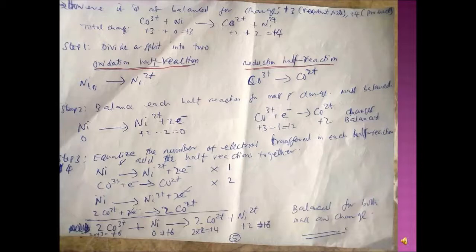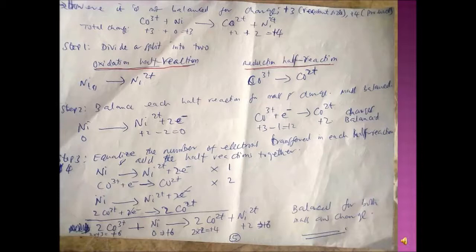Then in steps 3 and 4, we want to combine them together. We equalize the number of electrons transferred in each half reaction, and then add the half reactions together. Now, how do we go about these two other steps? Nickel is already balanced here, and cobalt is already balanced here. We balance here with 1 electron and here with 2 electrons. Since here is 2 electrons and here is 1 electron, based on electrons they are not balanced. So we multiply the nickel side by 1, and then multiply the cobalt side by 2.